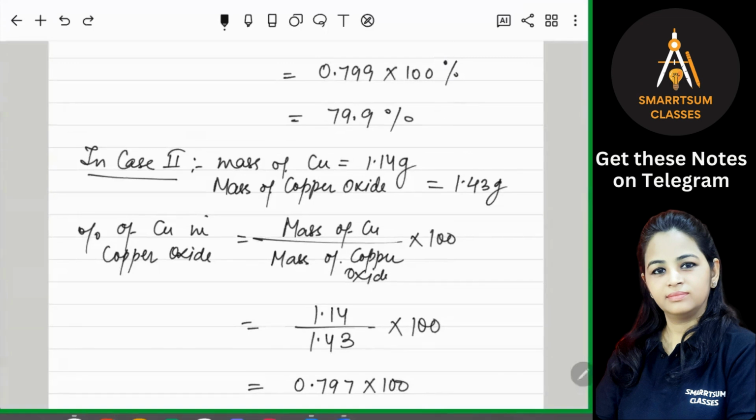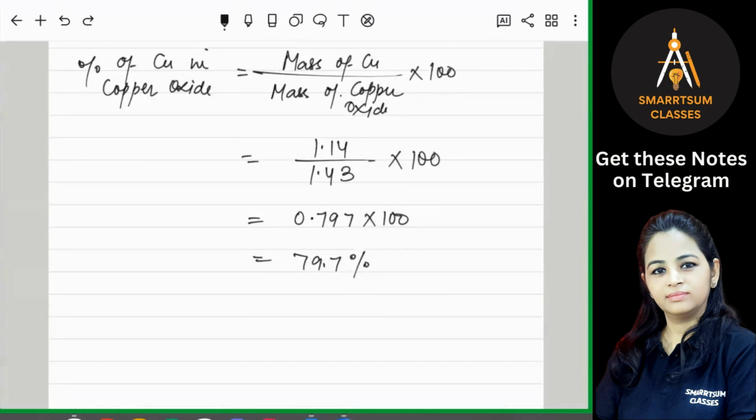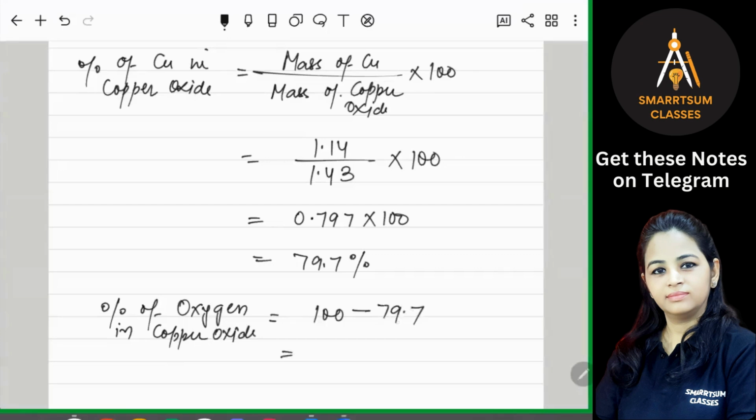That means the copper oxide prepared by either of the given methods contains copper and oxygen in the same proportion by mass. Now, since the percentage of copper in copper oxide is this, you can also find the percentage of oxygen in the copper oxide. If you subtract this from 100, so 100 minus 79.7, that is 20.3. So you can prepare it by any method. If you are preparing copper oxide, the percentage mass of copper and oxygen will be the same. Hence we can say that this follows the law of constant proportion.